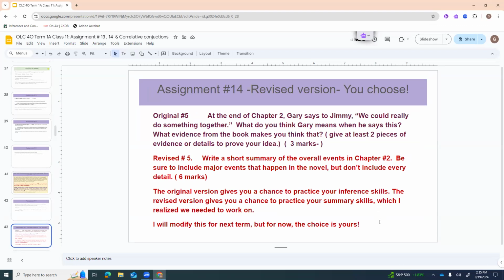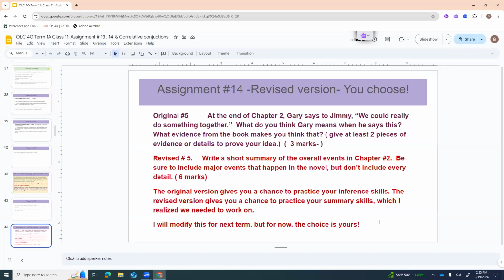So my original number 5 says this. At the end of chapter 2, Gary says to Jimmy, we could really do something together. What do you think Gary means when he says this? What evidence from the book makes you say that? And again, give at least 2 pieces of evidence or details. So that's because I wasn't sure if people really knew what Gary was meaning, right? I want you to kind of think about that. If that's the copy that you have, it's fine to answer that.